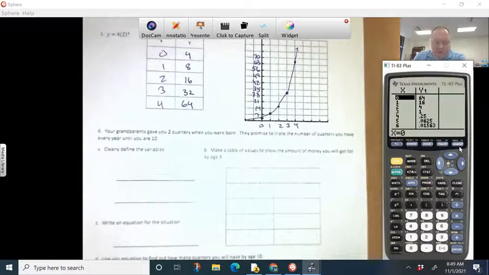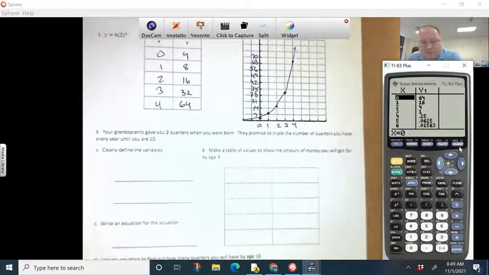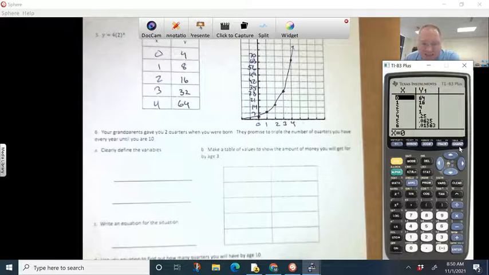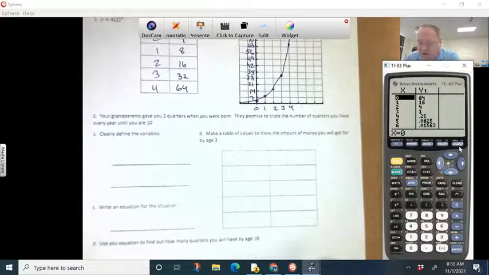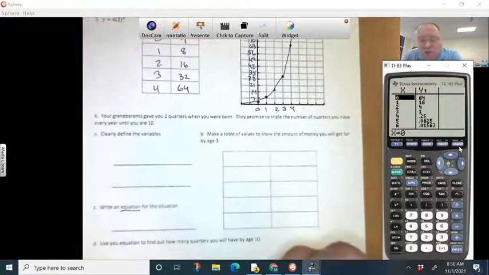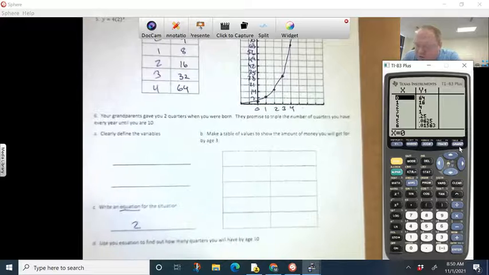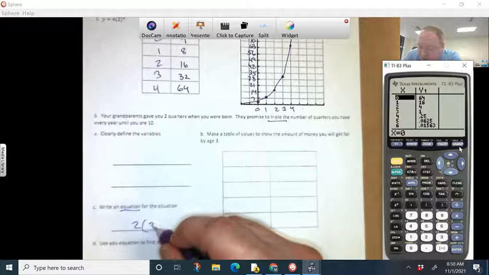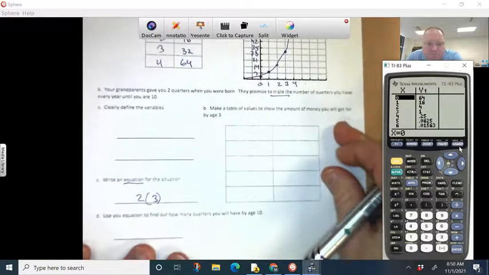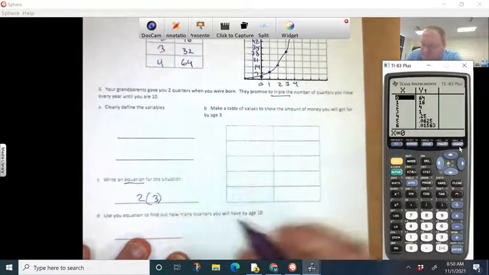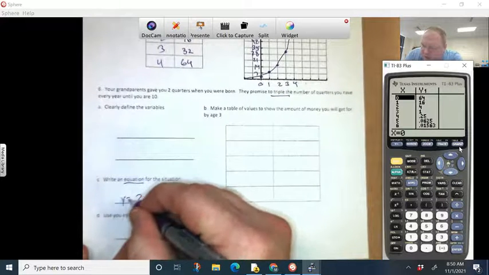So, in this question here, we have to be very careful. It says, your grandparents gave you 2 quarters when you were born. They promised to triple the number of quarters you have every year until you are 10. All right? So, I often find it easier to write the equation before I define my variables. So, I have 2 quarters, and they promise to triple the number. So, triple is times 3. And it's every year until we're 10. So y equals this.